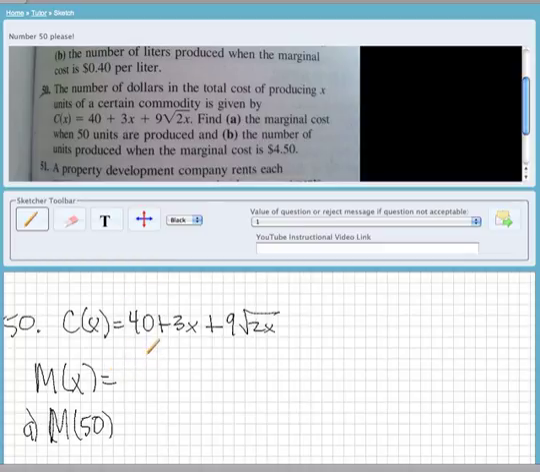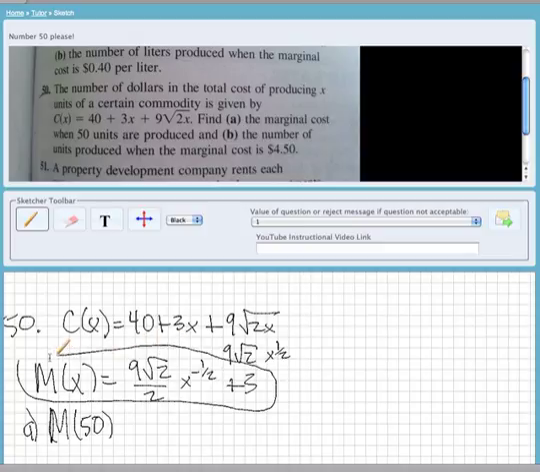The first thing we have to do is find the marginal cost function. And all that is just going to be the derivative of the cost function. So I'm going to split it up into 9 root 2 and then x to the half. And then you take the derivative of that, and it's going to be 9 root 2 over 2, and then x to the negative half. And then the derivative of the next term is just going to be plus 3, and then the derivative of the constant is 0. So this is going to be our marginal cost function right here.